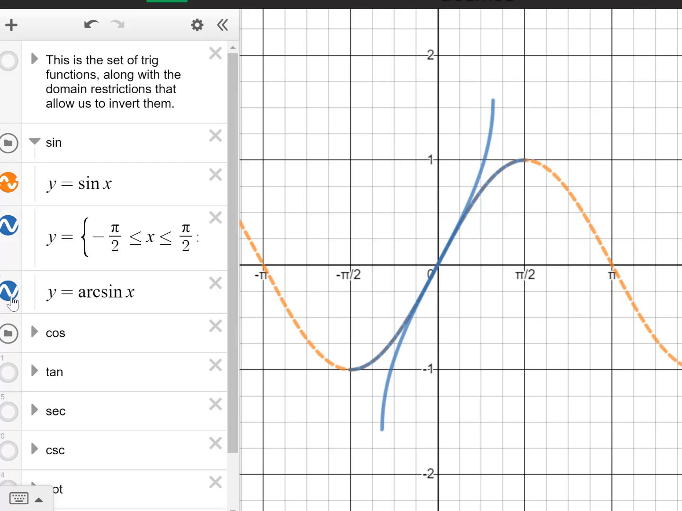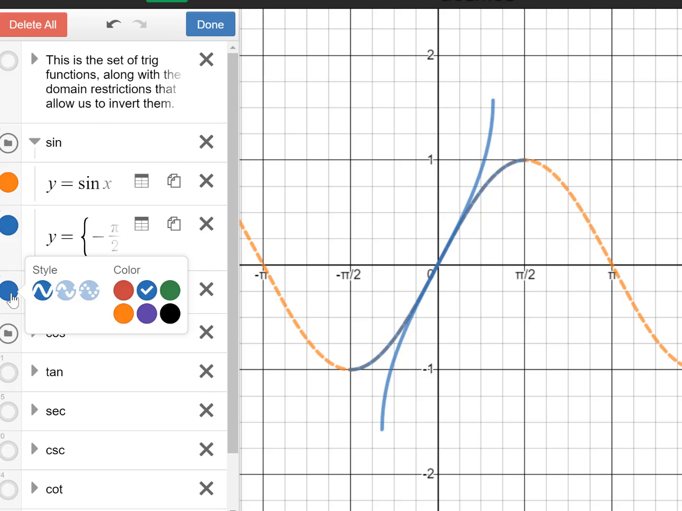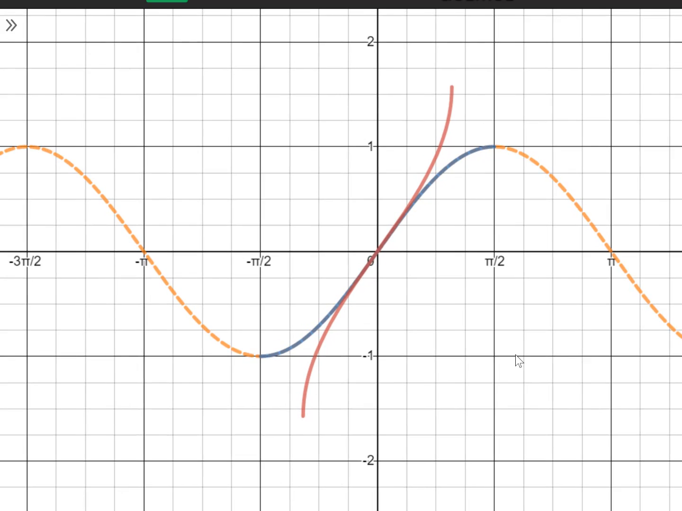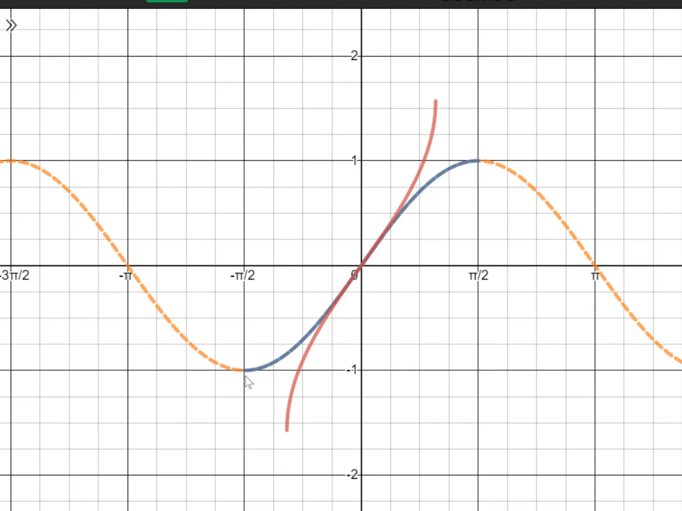So here we've got the graphical curve of arcsine of x, or inverse sine of x. And in fact, let me just change the color of that. Let's make that red so that it really stands out. There we go. So now you can see both the sine curve with its restricted domain from negative pi over 2 to pi over 2, and you can see the inverse sine curve here in red, and that's the curve that we're going to be looking at.